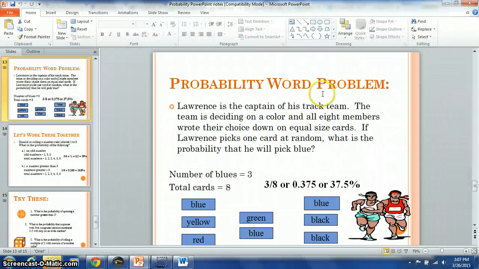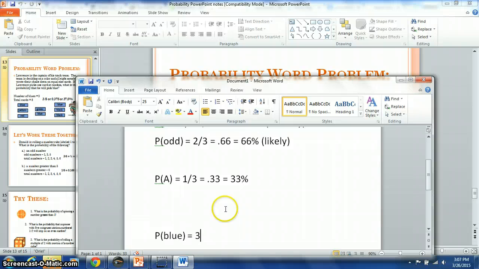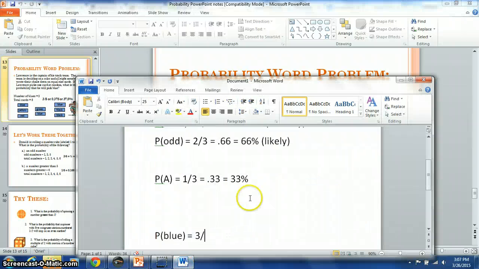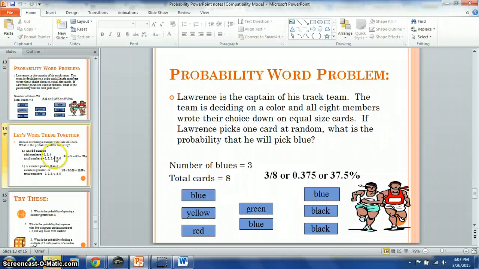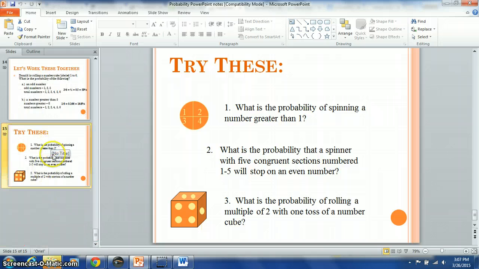Remember, just like before, we have to count the favorable outcomes over the possible. So let's look. There's 1, 2, 3 blues. So 3 is our numerator, out of 8 cards, so 3 out of 8 times we should get blue. And I think that's enough for this. We'll just try to practice it after you've watched this video.